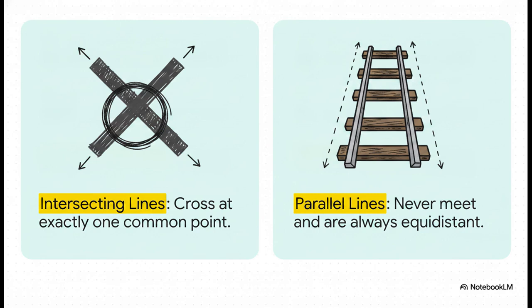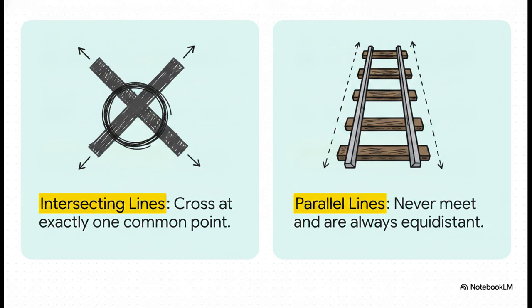Now think about this for a second. It's a fun question. Will 2 lines always eventually meet? The answer is absolutely not. If 2 separate lines happen to cross each other at one single common point, we call them intersecting lines. They literally crash into each other. However, if the distance between 2 lines remains exactly the same forever, meaning no matter how far you extend them, they never ever meet, those are called parallel lines.